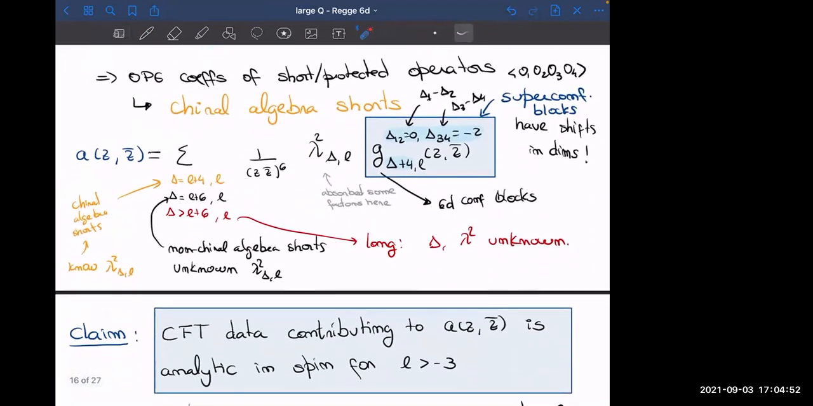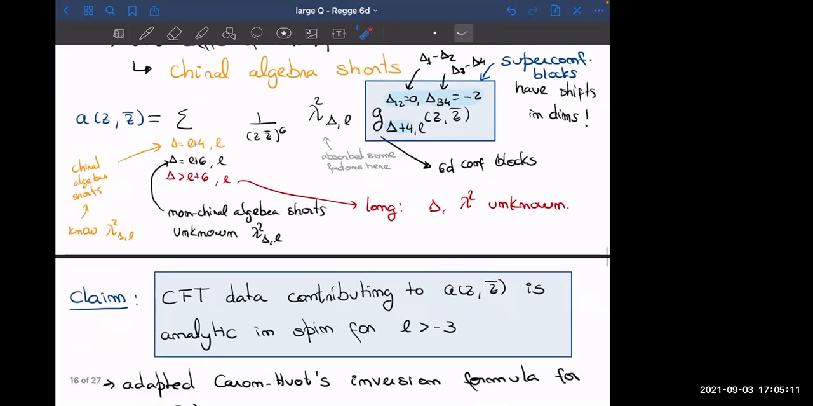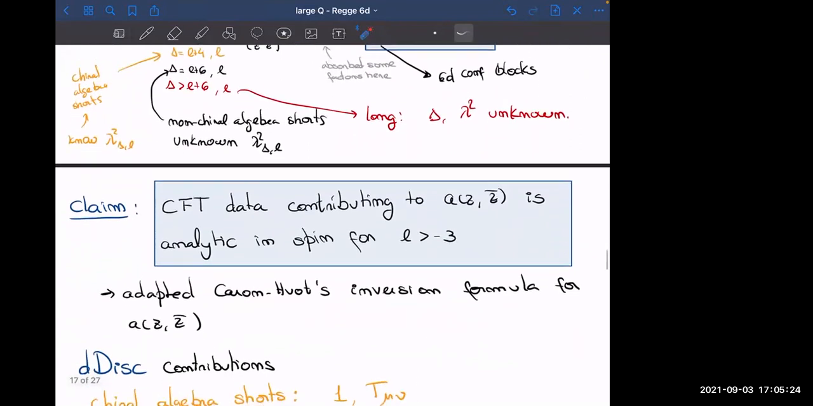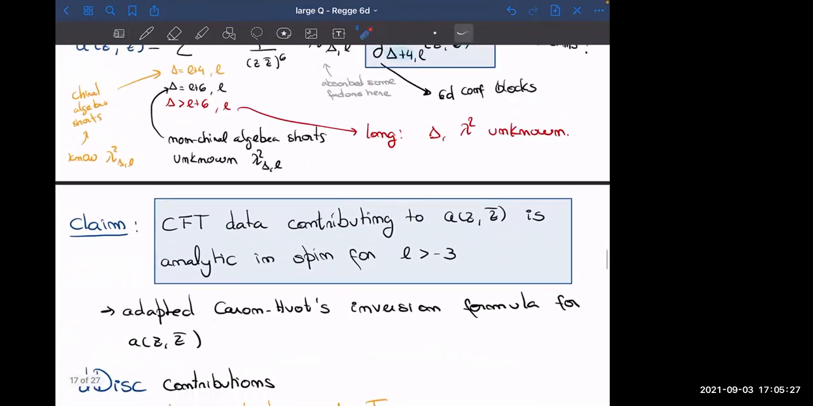And the claim that we show in the paper is that the CFT data that contributes to this function is actually analytic in spin for all positive integer spins and actually below, starting at spin bigger than -3. This is shown by taking Simon's inversion formula and adapting it for this supersymmetric case. There are some little things we have to be careful with, but in the end, we get this result. And so we get exactly the type of inversion formula written above.